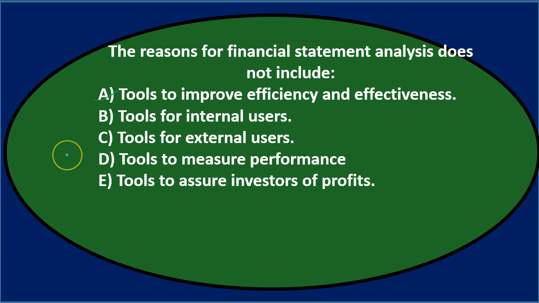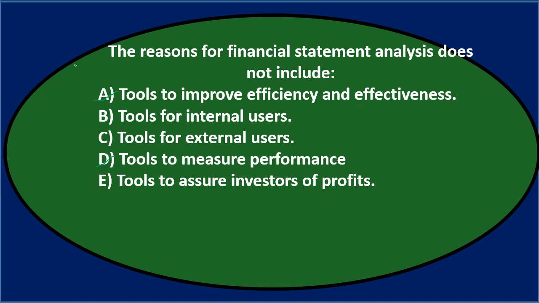D says tools to measure performance. You would think an analysis of the financial statements would measure performance, possibly among other things, so I don't think that's it. E says tools to assure investors of profits. This is another one that I'm a little dubious about because of that absolute term, assure. If it said, to allow investors to think about profits, then I would be less dubious about it. But the fact that it says assure is one of those limiting factors, an absolute term that often takes out multiple choice options or is an indicator that it's not a correct answer. So let's go through this again.